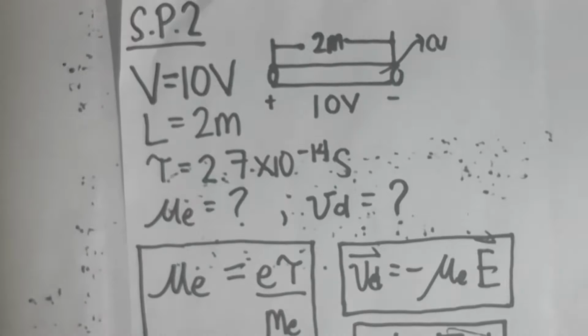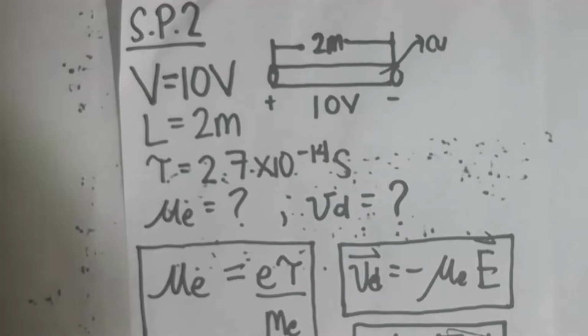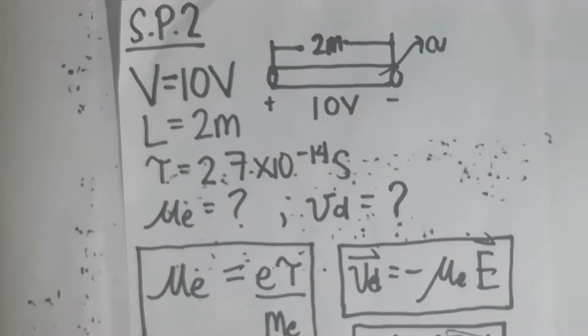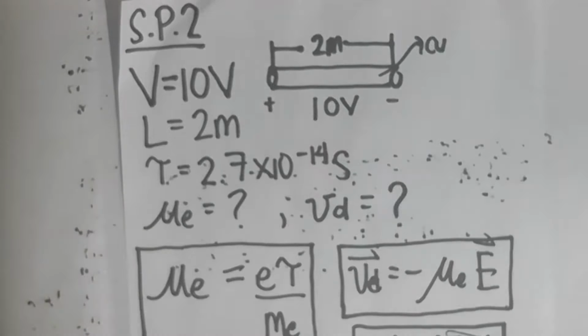So this is sample problem number 2 for the topic steady electric currents. We are given a potential difference of 10 volts, which is maintained across the ends of a copper wire 2 meters in length. So this is the copper wire, and if the mean time between collisions is 2.7 times 10 to the negative 14 seconds, what is the electron mobility mu sub E and the drift velocity v sub d?